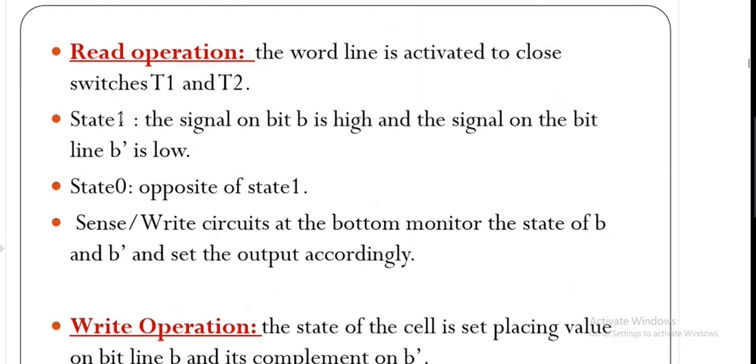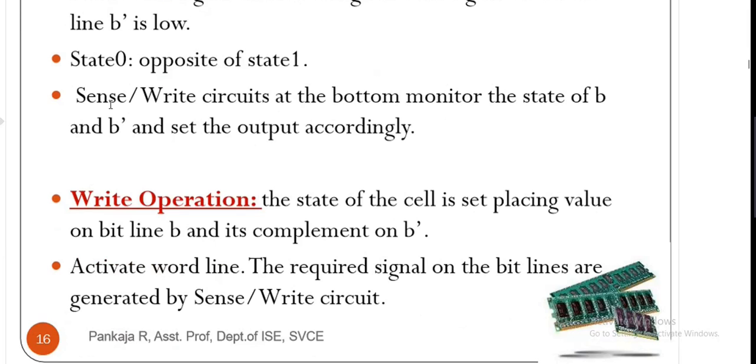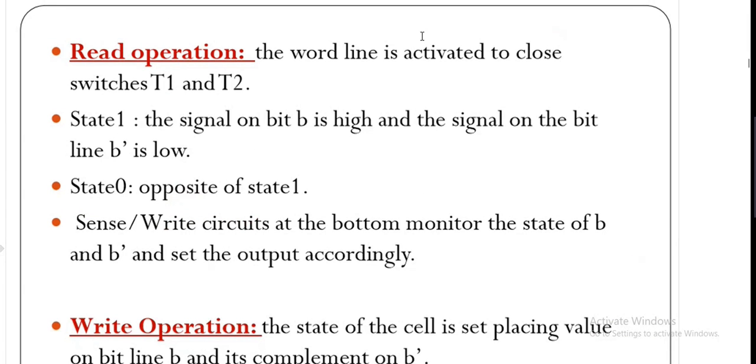Okay, state 1. So it can also be in state 0. When will it be in state 0? When it is the opposite of this. That is, when B is low and B dash is high. So we call that state 0. Okay, so now what happens after activating the word line?